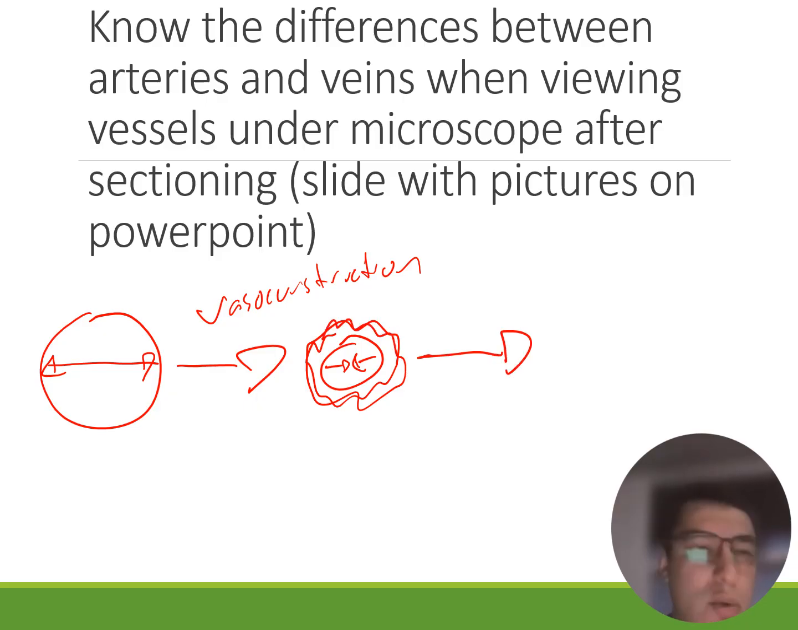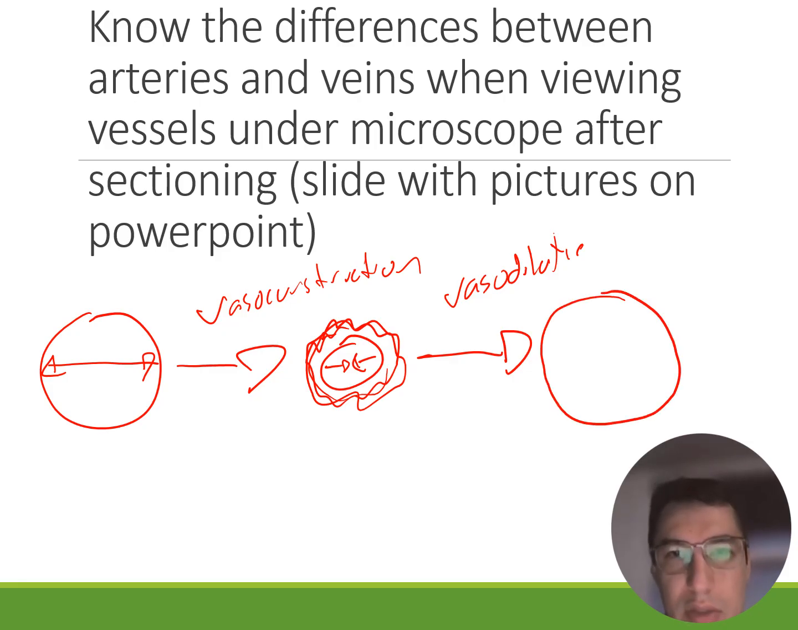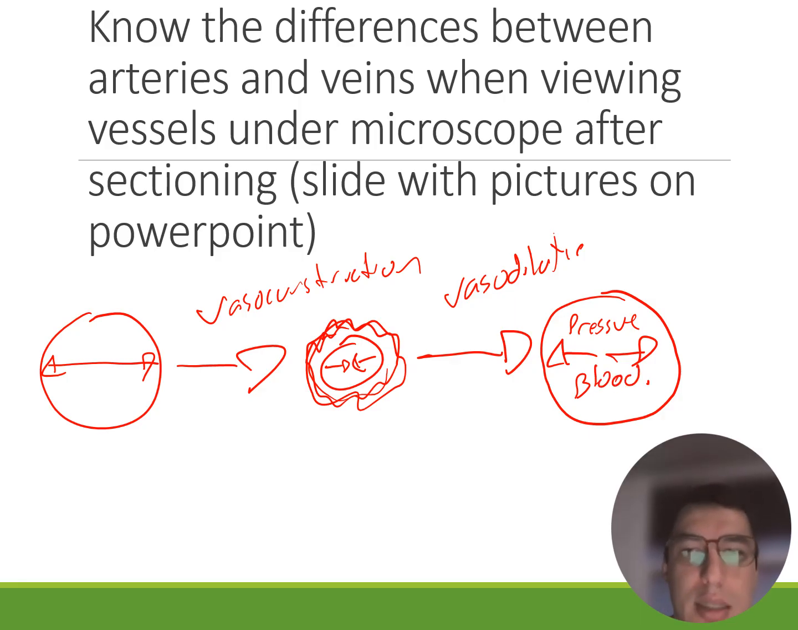Now, when we cause vasodilation, there is no more activation of those muscle cells, so the pressure inside of that artery is going to relax, and it's going to go back to that normal state, because there is pressure inside of blood. But when we do a cross section in the microscope, there is no more blood, there is no more pressure.